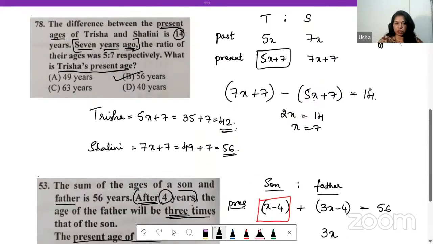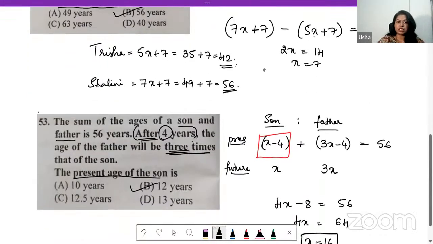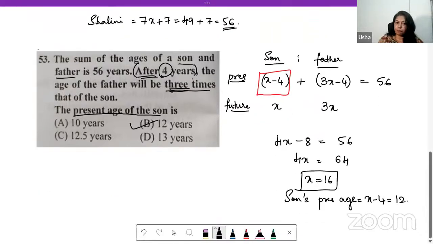So in the same way we have done previously also. 7 years ago a ratio was given, which is the past ratio that we wrote. Now the present and past difference is 7 years, so we added 7 years to get the present age. Then they had given the difference between the ages, we took that. Similarly here, the future age comparison is given. So the future ages we will take as X and 3X. The present age is 4 years less for both of them. These are the present ages. The sum of the present ages is 56. Using this, we will find the value of X.